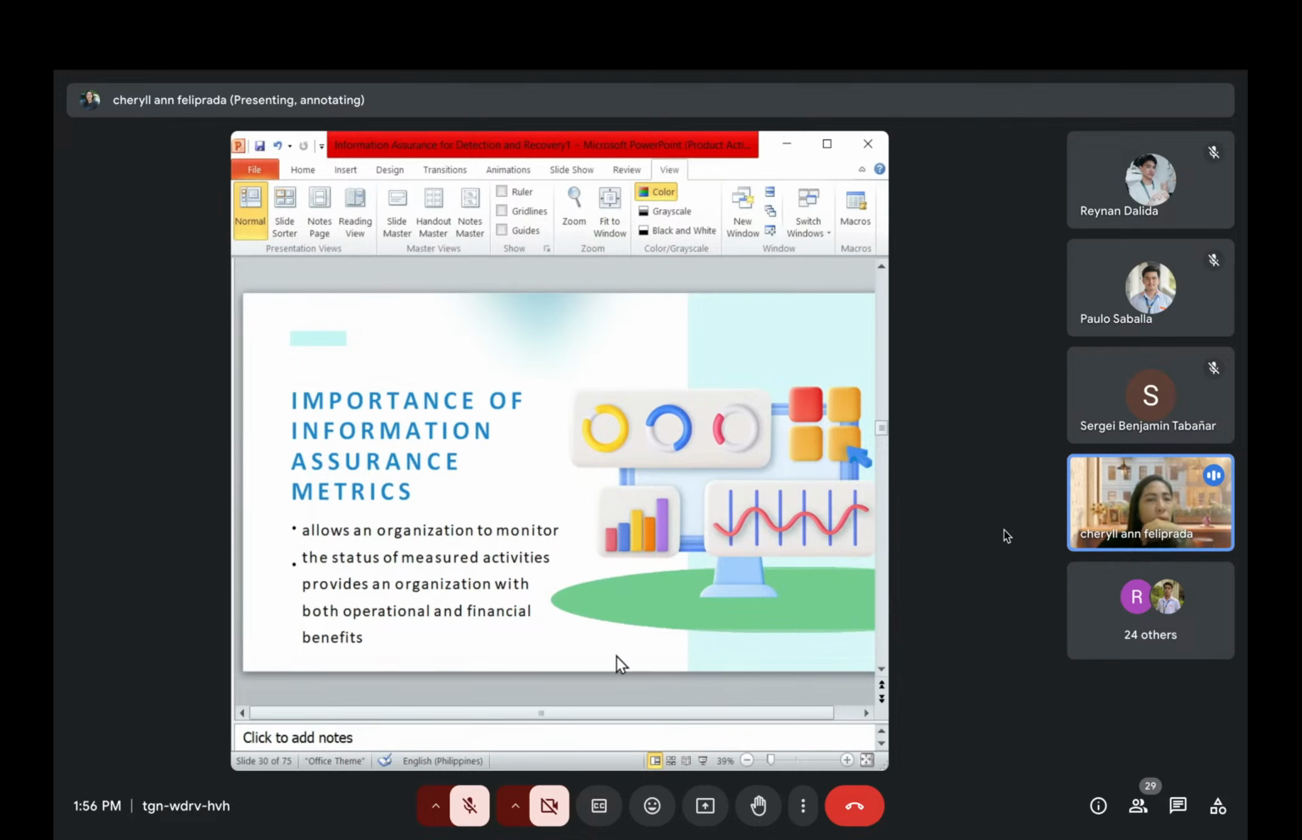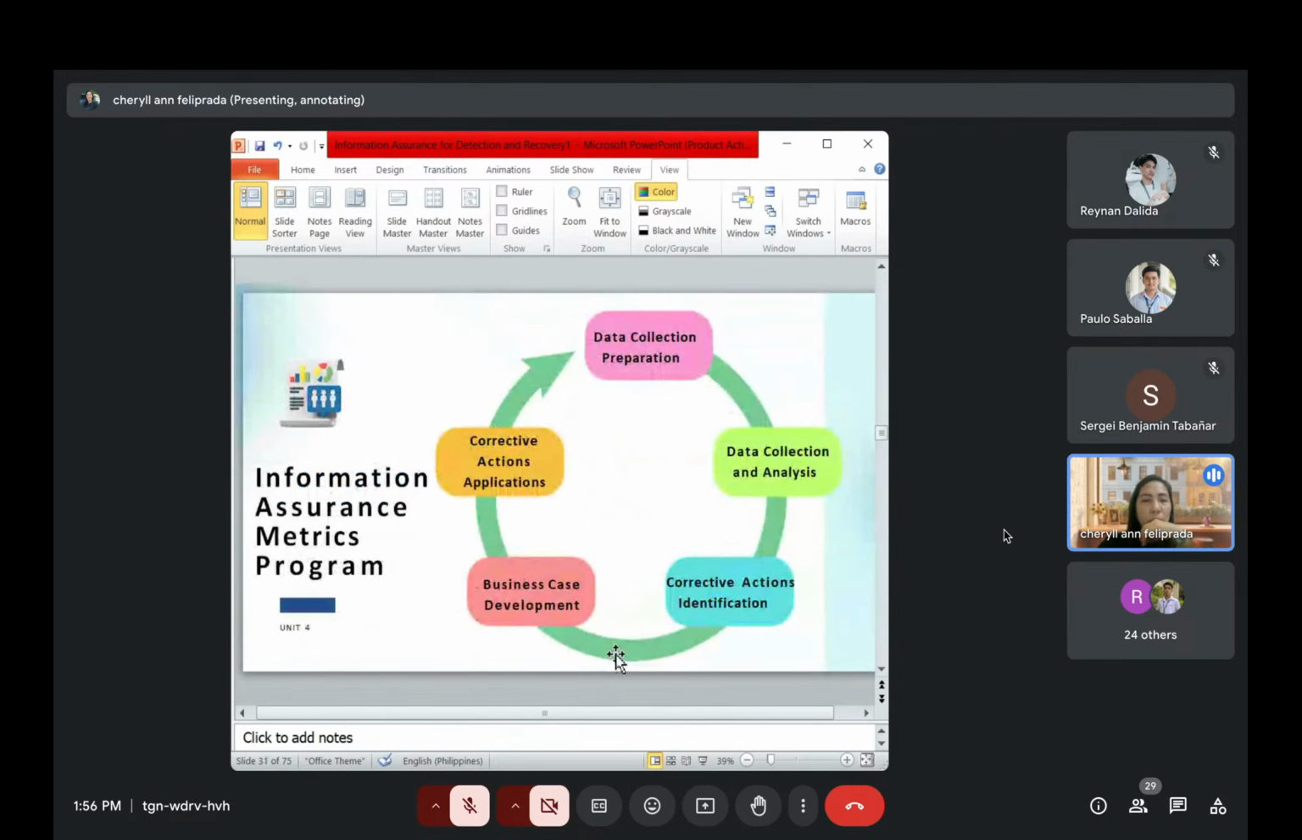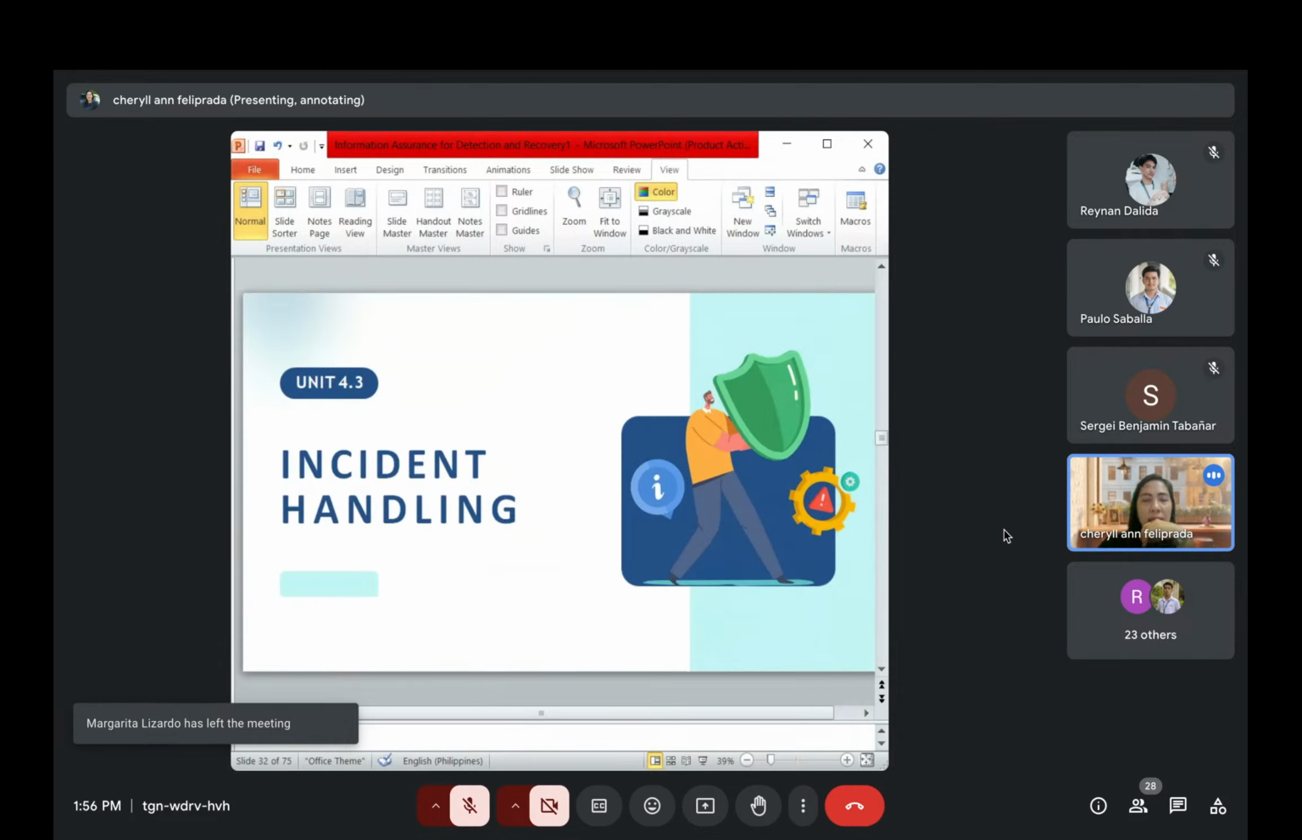So, for metrics, we only have two, to take note of these five steps. Data collection preparation, data collection analysis, corrective action identification, business case development, and last is corrective action application. This is for metrics data, or this is for the information assurance metrics process.